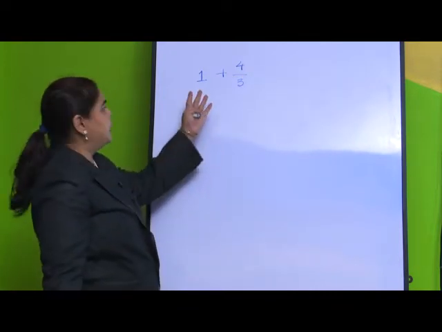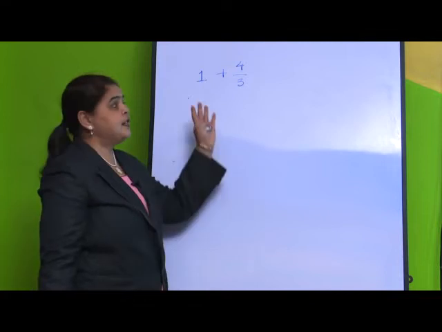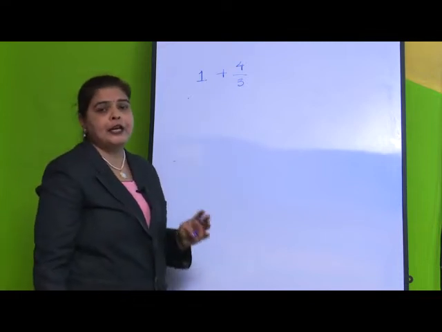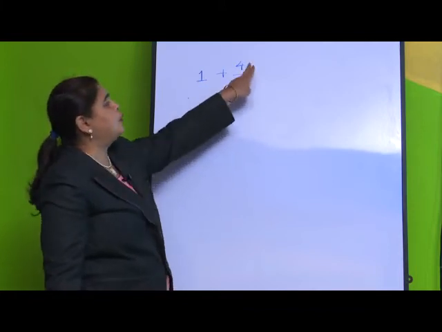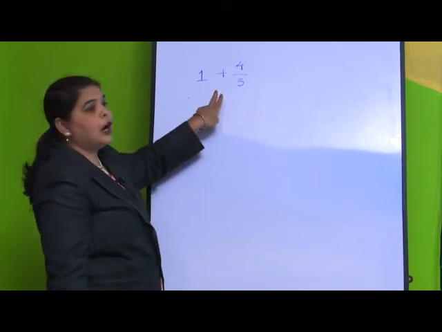Can you do it directly? No, because it is not a whole number or a natural number. We are dealing with a fraction. So 1 is added to 4 upon 3. So you can't do it directly.